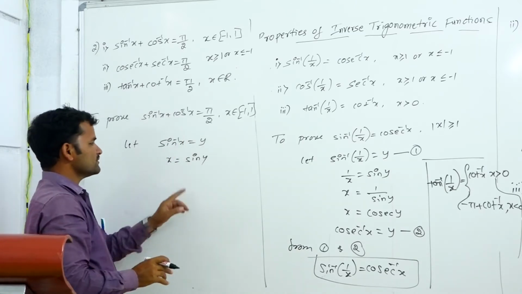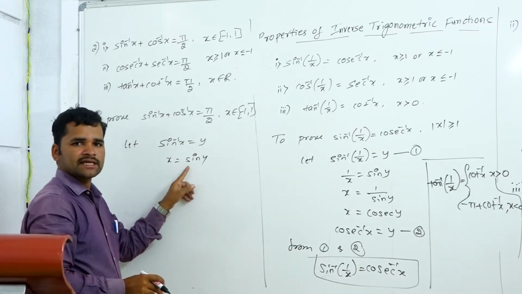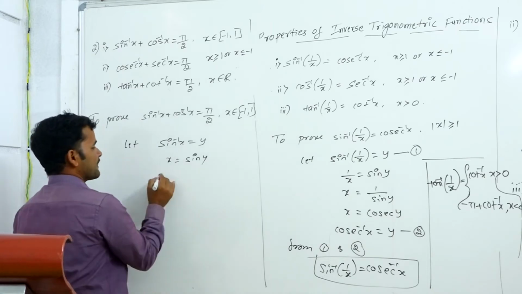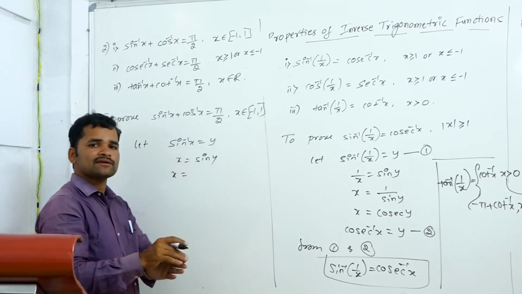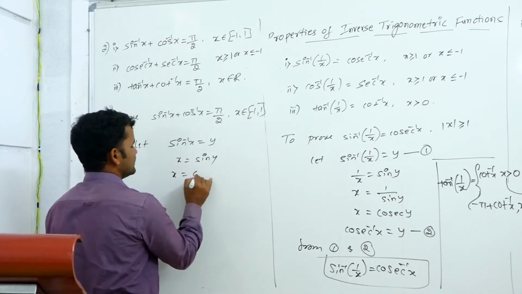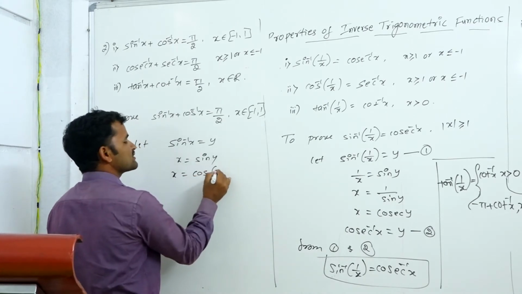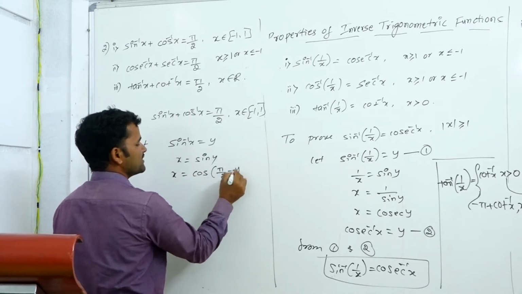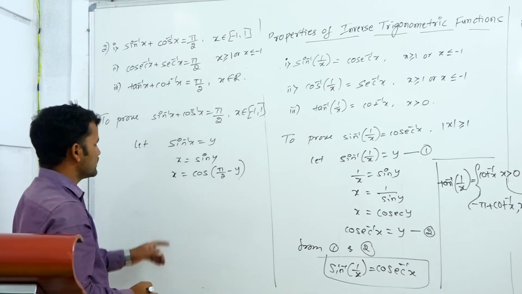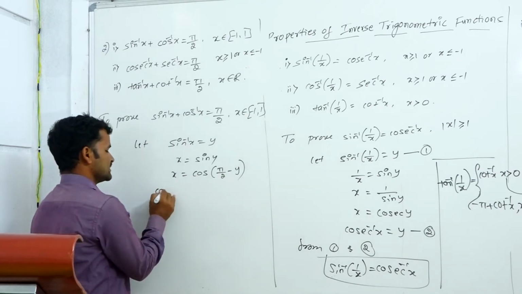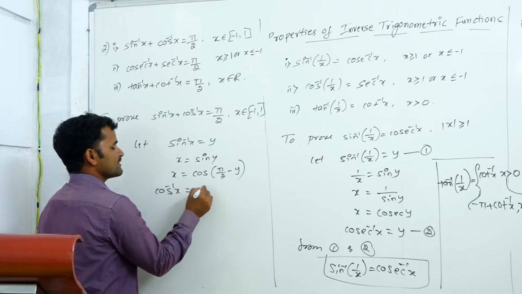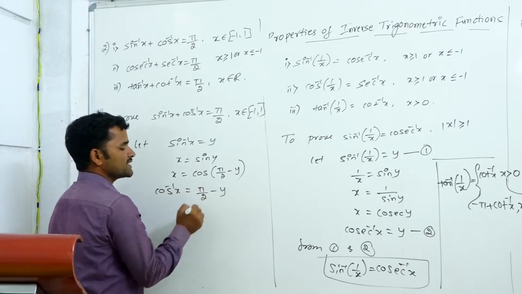For that, what you do? You try to write this sin in terms of cos. X is equal to sin y can be written as cos of 90 minus y. Means here we write sin y is equal to cos of pi by 2 minus y. X is equal to cos of pi by 2 minus y. We will write cos inverse of x is equal to pi by 2 minus y.